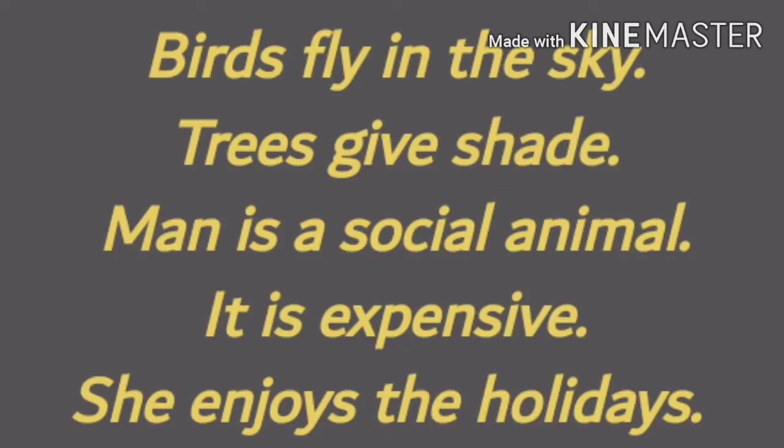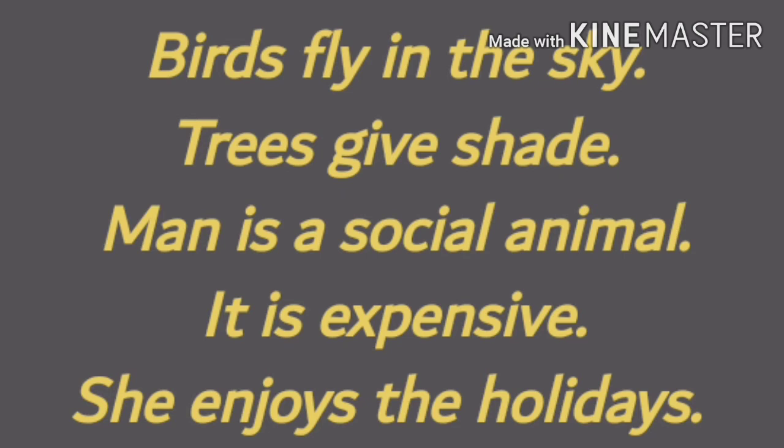Look at these sentences. Birds fly in the sky. So which is the subject of this sentence? Birds. You know it's a noun. So in this sentence, the subject is a noun. If the subject is a noun, it is said to be in, yes, the nominative case or subjective case. Look at the second sentence. Trees give shade. In this sentence, trees is the subject and it's a noun. So it is said to be in nominative case. The third one, man is a social animal. Man is the subject and it's a noun, so it is in nominative case.